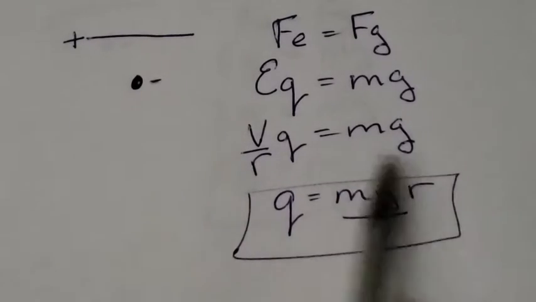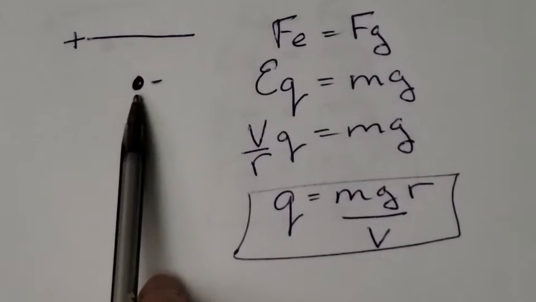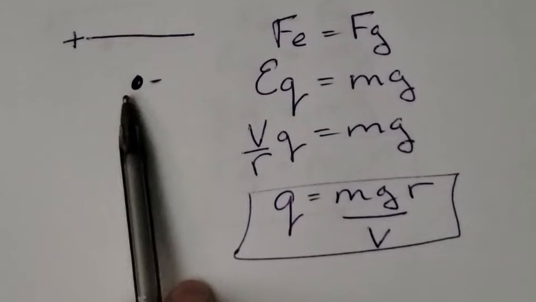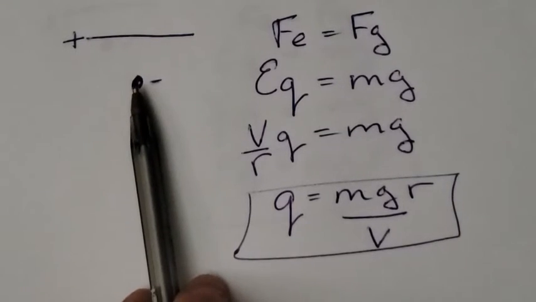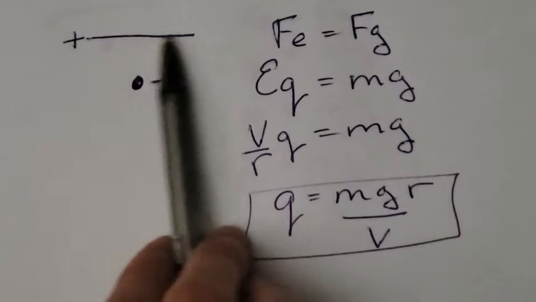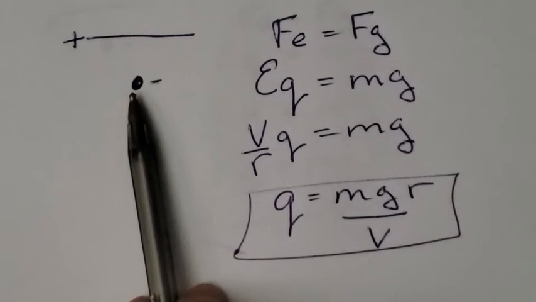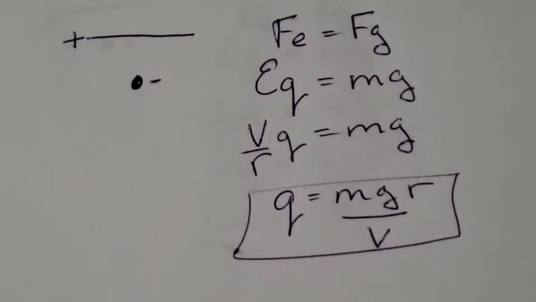And this formula works well when you have a charged sphere just suspended. Okay, and why is it suspended? Well, the upward force due to the positive plate must be equal to the downward force due to gravity.